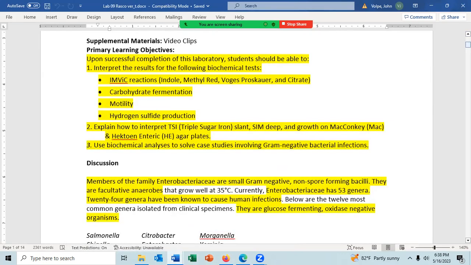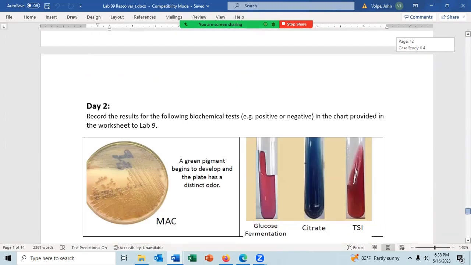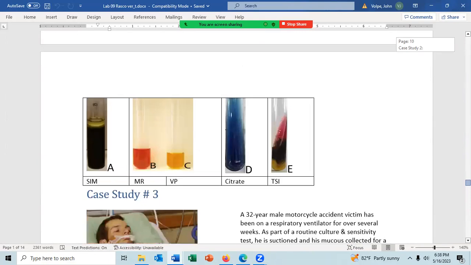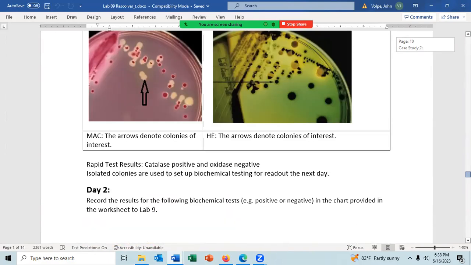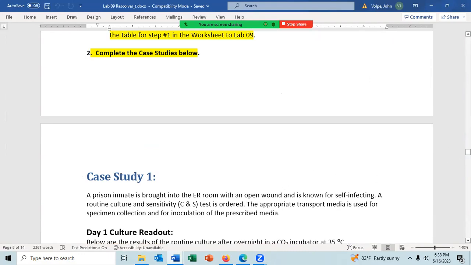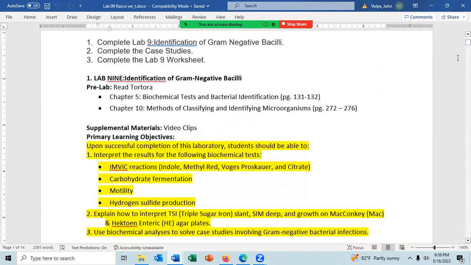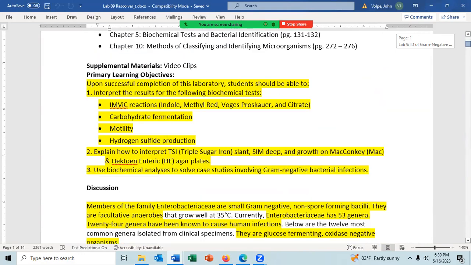So everything is in the lab module. Do not turn in the lab module. Only turn in the worksheet. But we have the case studies. I've got it linked to the lab module, and that's because I designed this lab, so I stuck everything together. All right.